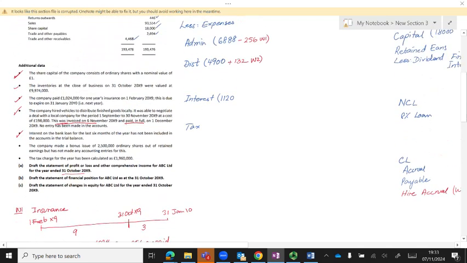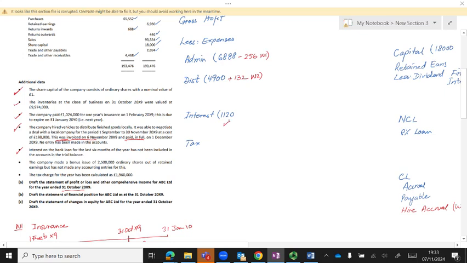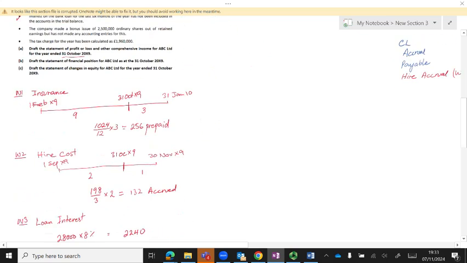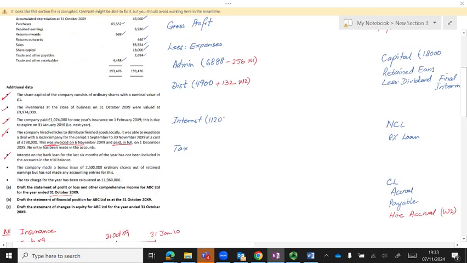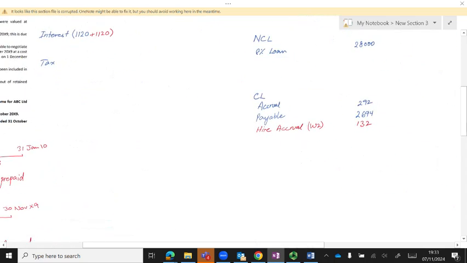But how much interest was recorded? 1120. So that means the remaining balance is still payable. And the double entry is interest expense debit by 1120. Payable is credit by 1120. It's payable.